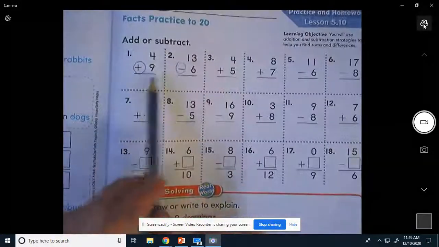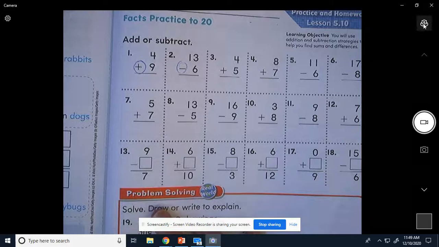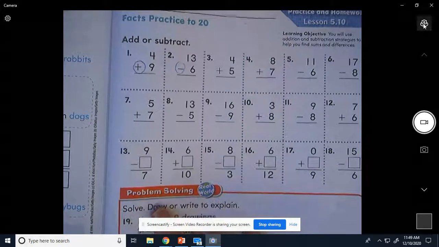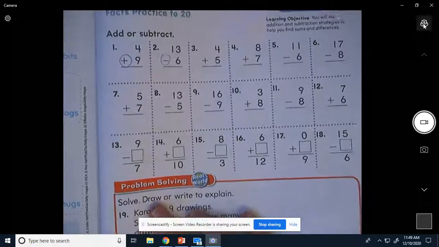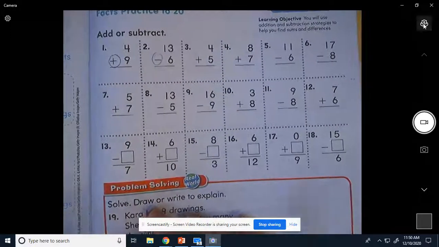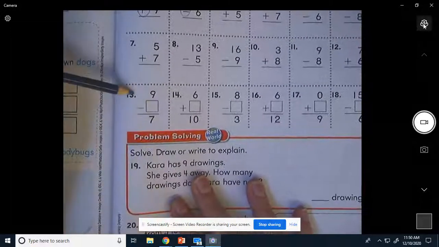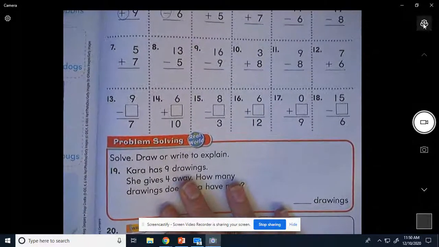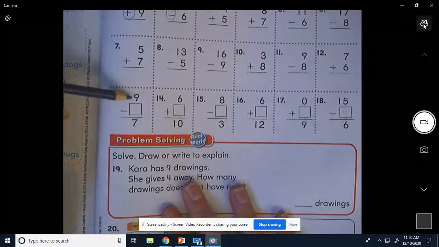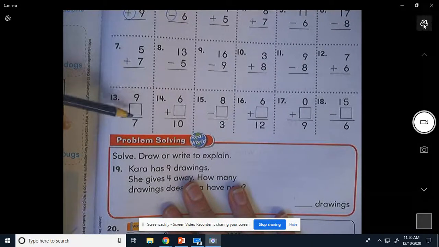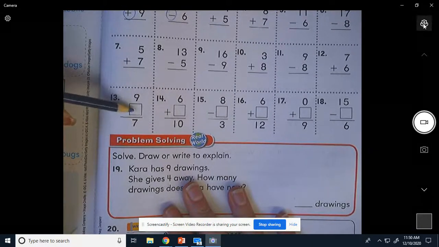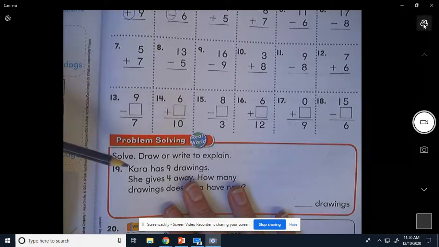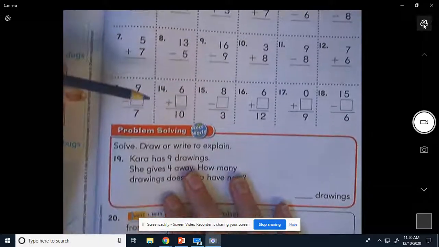I want you to do all of these. And today is going to be more of just going through it and reading it to you. And then you can get off of this video and go do it, okay? This is a little bit different, but we've done missing numbers before in Go Math. So we're going to find out 9 minus what is 7? How many do you have to put in there to make it 7? 6 plus what is 10? Okay, so you're going to do those on your own.